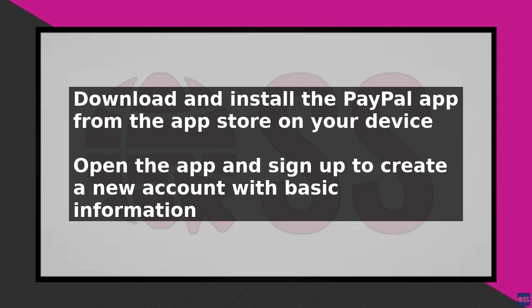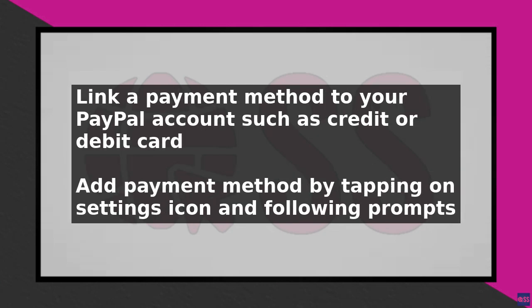After creating your account, you will need to link a payment method to your PayPal account. You can link a credit or debit card, or a bank account. To do this, tap on the settings icon and select Add Payment Method. Follow the prompts to enter your card or bank account information.